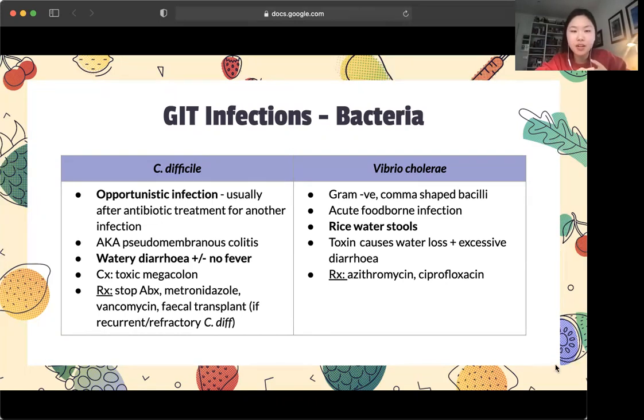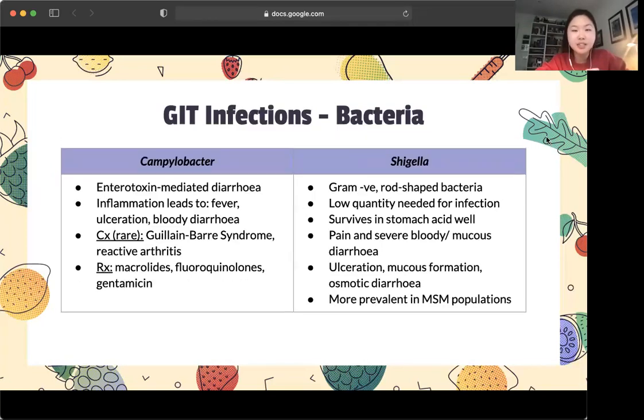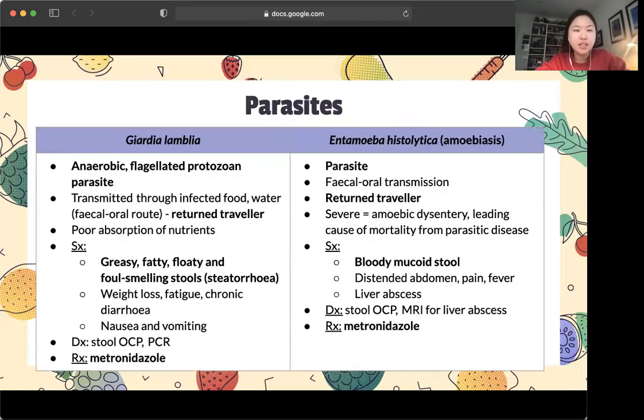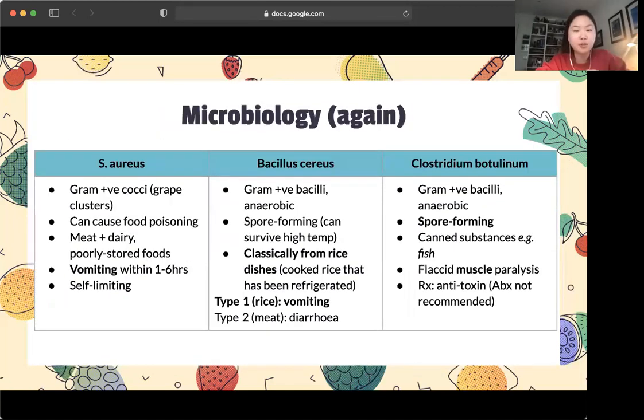And then cholera, basically buzzword, rice water stools. It's from food, and then you can look at the treatments yourself. And listeria, I think the main thing, if you go back, is just pregnant women. Bad for the baby. We don't like it. Yes, great. Basically the rest you can just go through yourself.